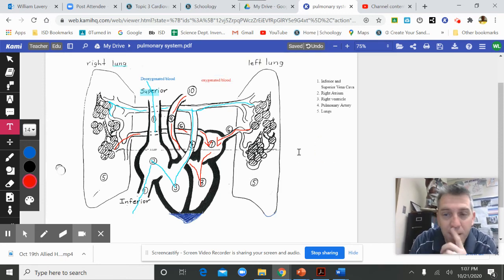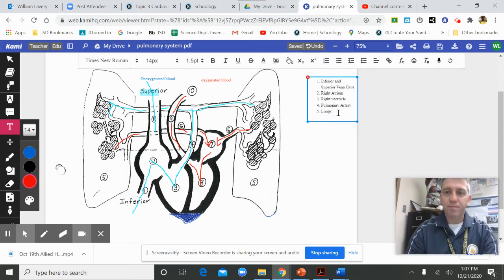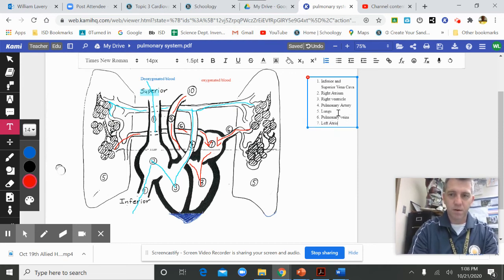Have questions, definitely message me. So when it's coming back, number six, the pulmonary veins. Veins visit the heart. Number 7 is the left atrium. 8 is the left ventricle. 9 is the aorta. 10 is the body and the heart itself.